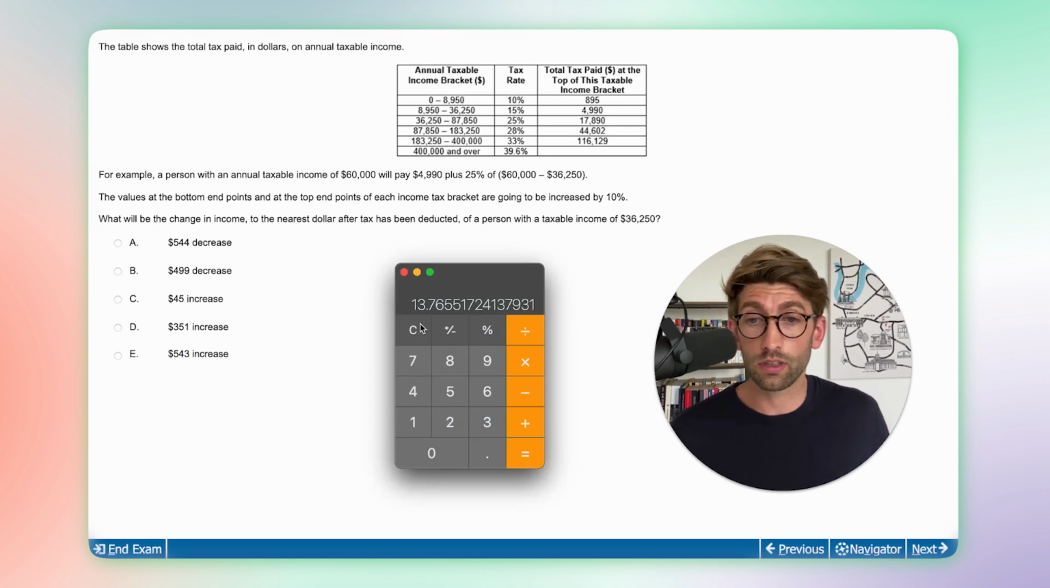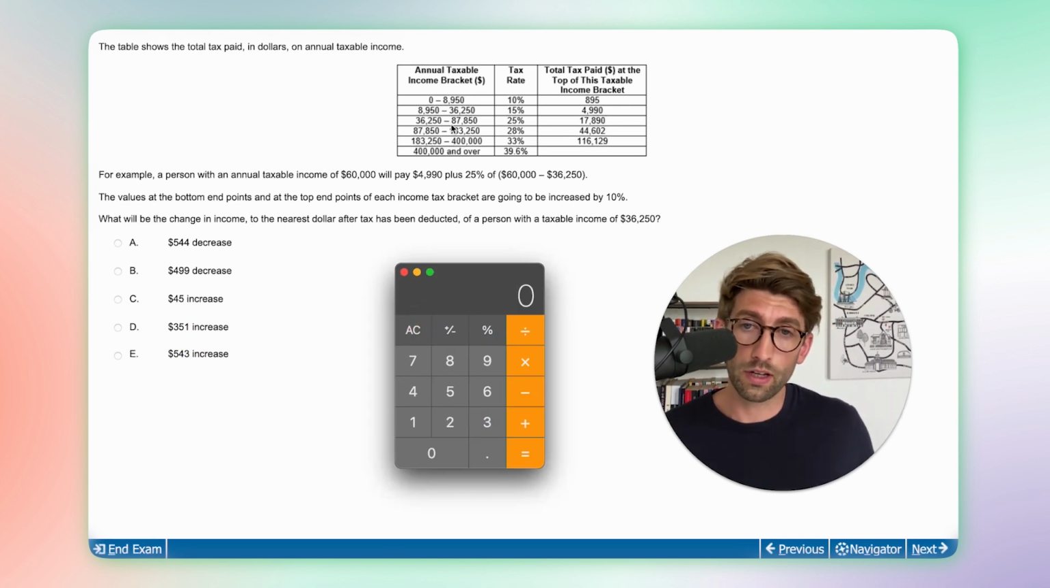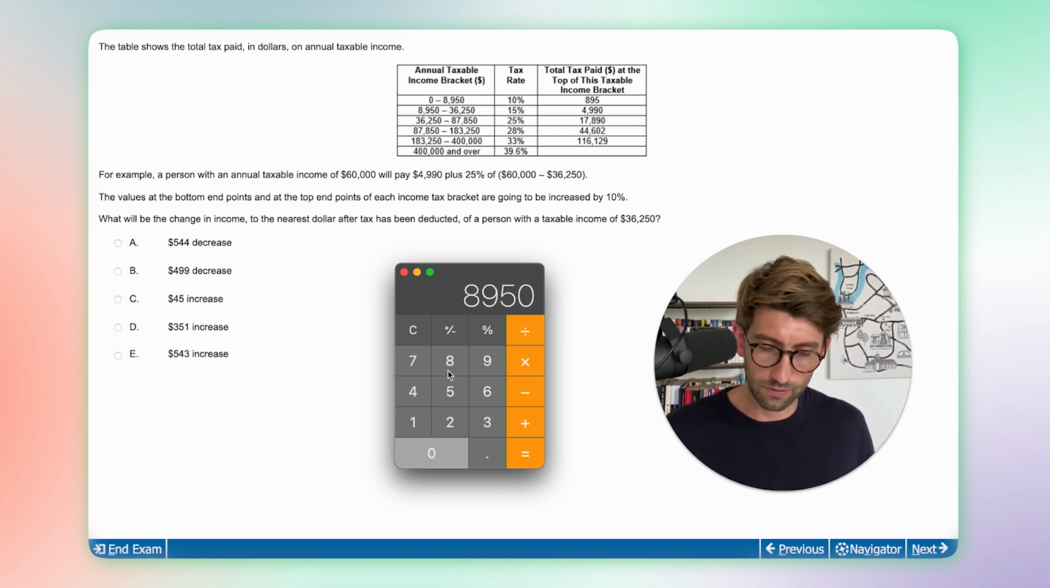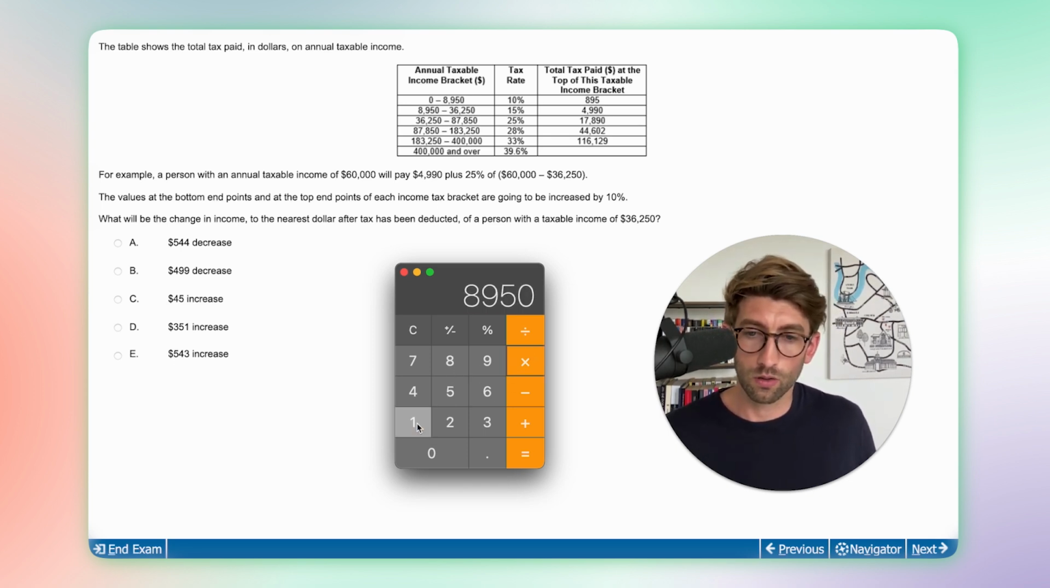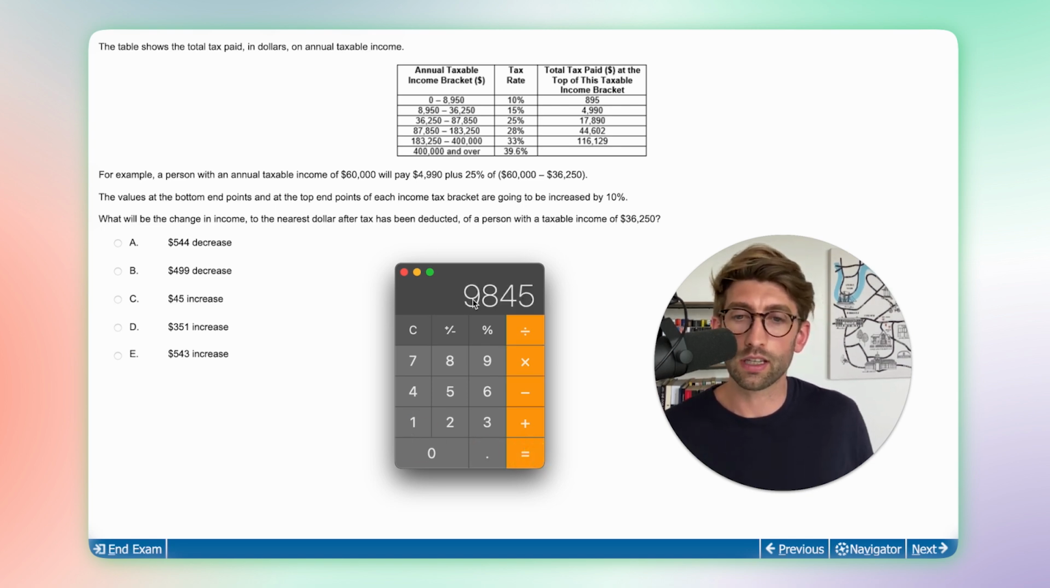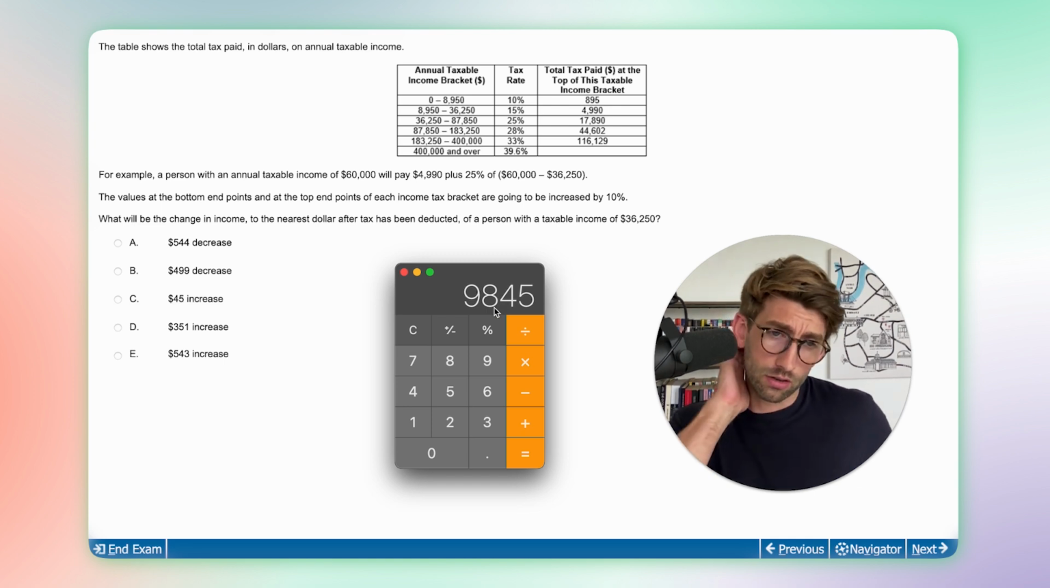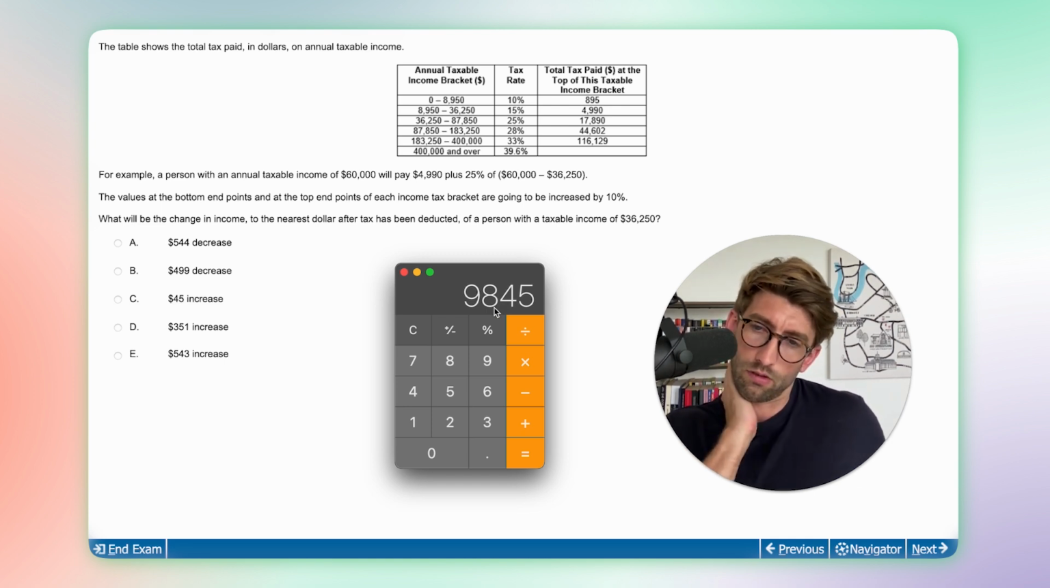So the first thing we need to know is, what is this new number? I don't think I could do that in my head. So I'm going to do 8,950 times 1.1 to give me the new number. And I said it's going to be around 10 grand. Now, let's see if there's a way that I could do this by guesstimating.